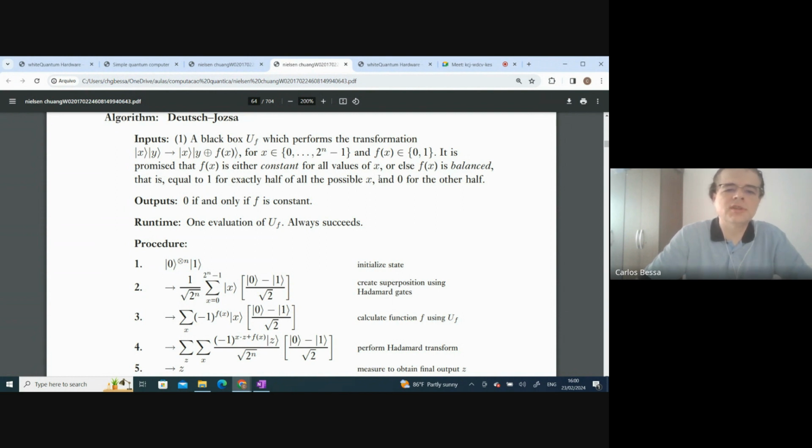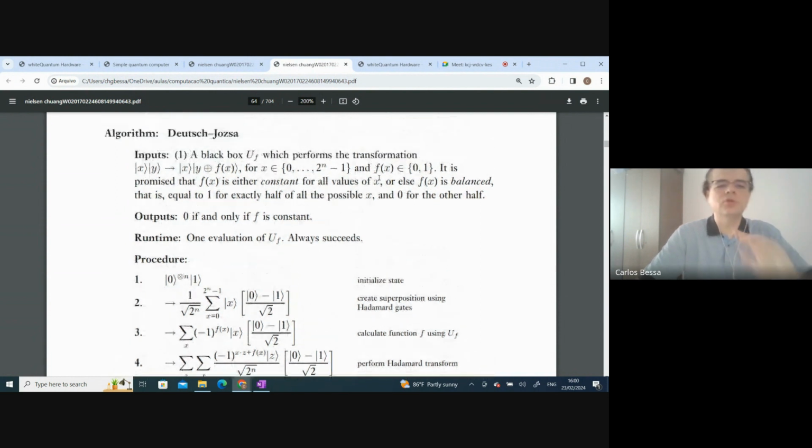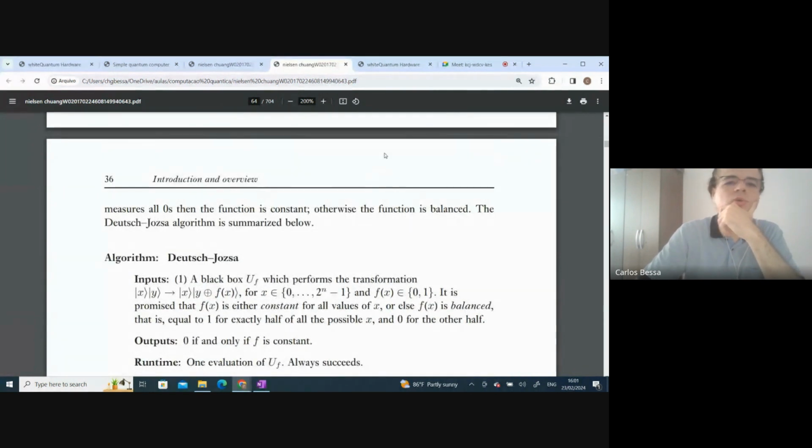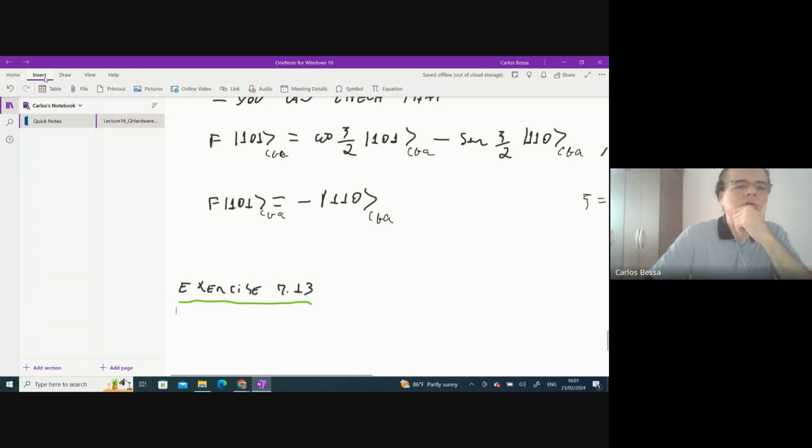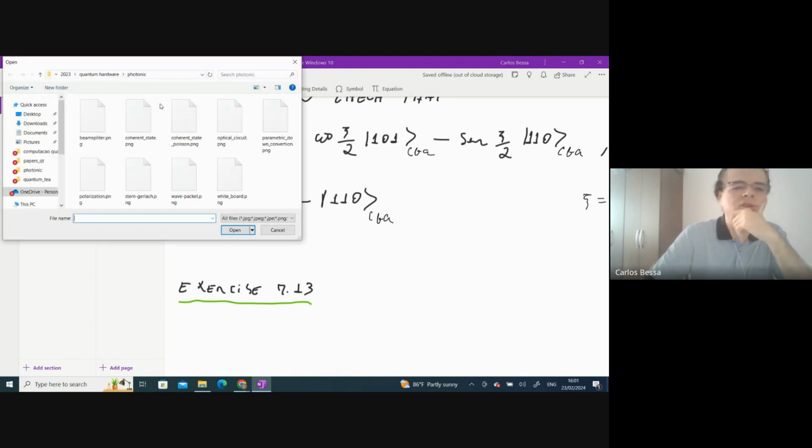So to understand the algorithm better, I suggest you read here, for the ones that are not familiar. So let's see at least some basic things. Exercise 7.13, and I'll try to do, let's see, because I don't want to draw that circuit, it's too big, and to save time, let's fix this one.